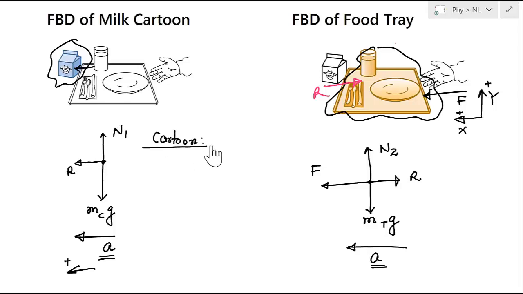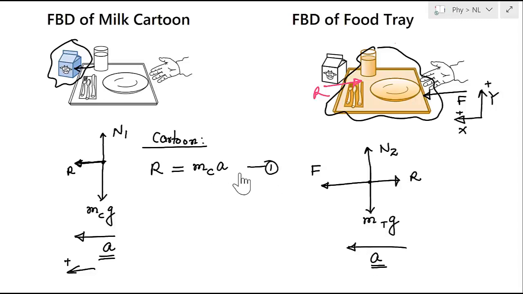So what are the forces acting on the cartoon? Only one force is acting in this direction, that is R. Force is equal to mass times acceleration. The mass of the cartoon is mc and the acceleration is a. Let us call this equation 1.